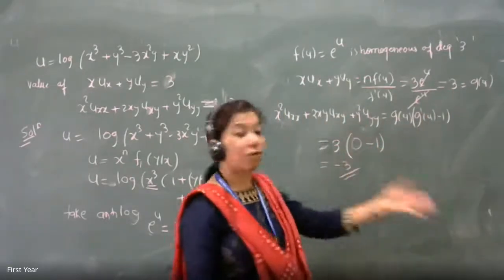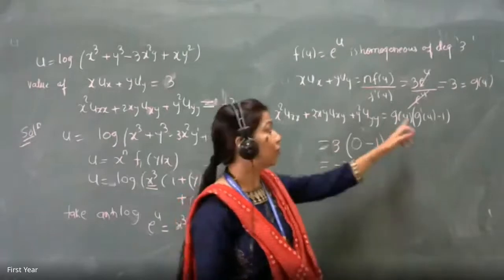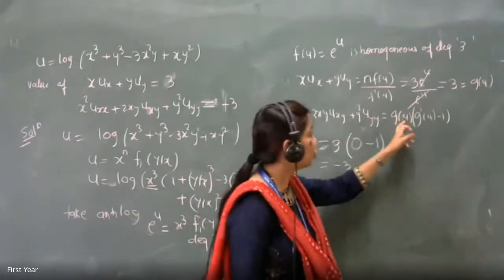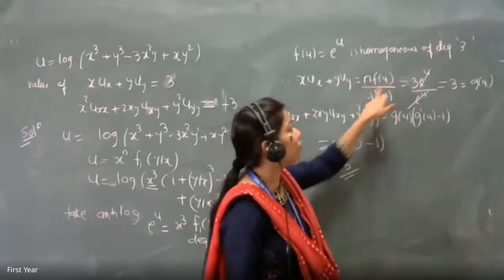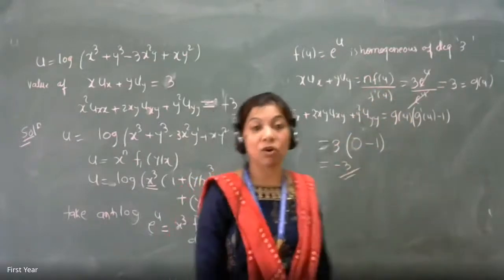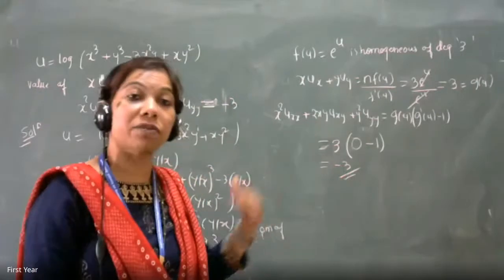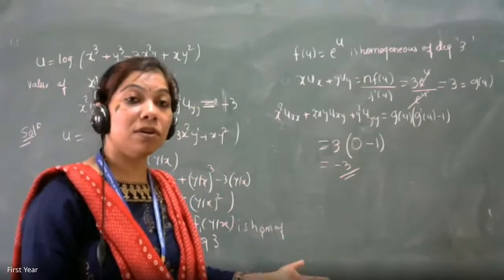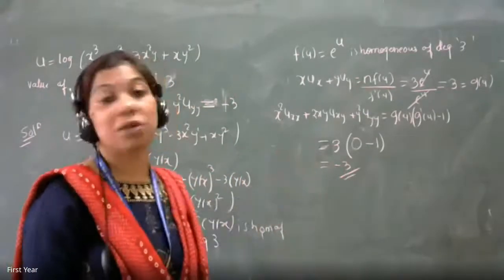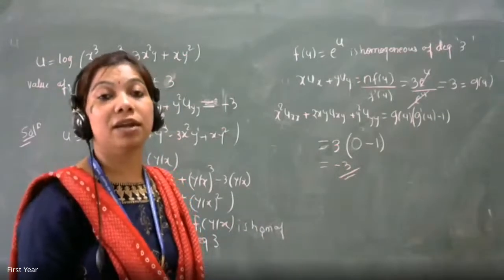This is totally the formula what we had written. G of u into g dash of u minus 1, where what is g of u? G of u is n into f of u by m dash of u. You please listen to all the steps carefully whenever I am explaining. All of them are following one after the other. So if you skip listening to what is g of u, then you won't be able to understand how we are getting that minus 3.